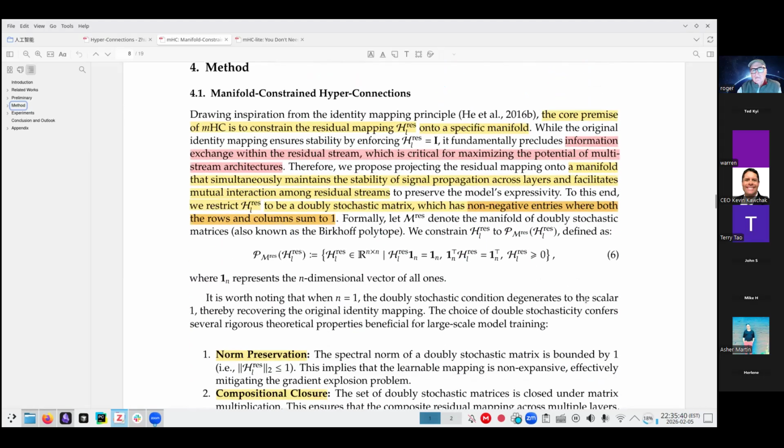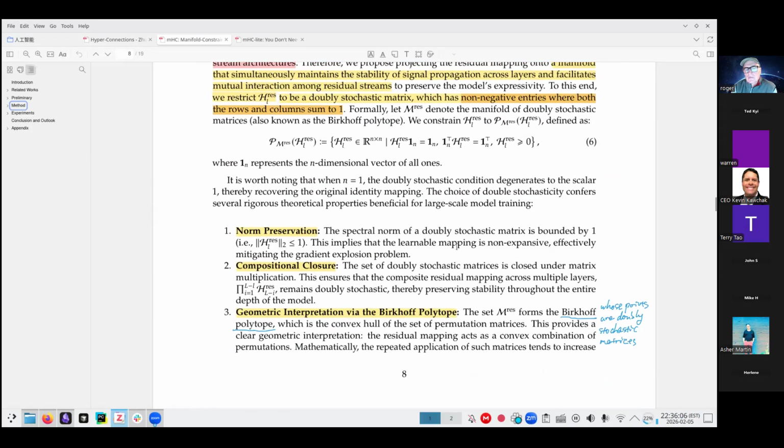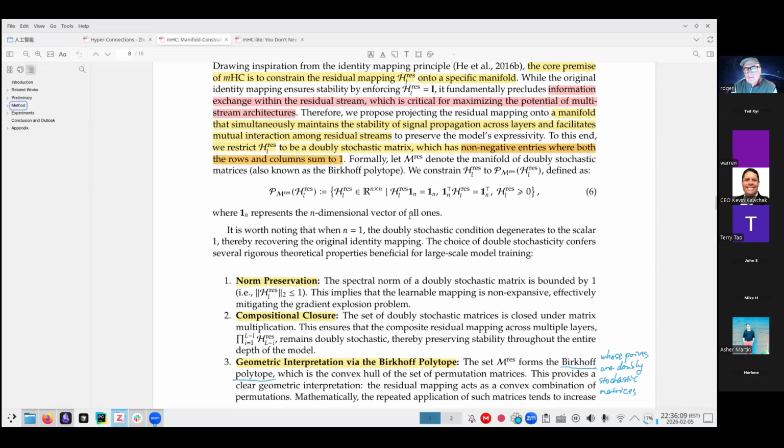Okay, methods, manifold. They want to enforce the HRES so that the gradient flow does not explode or diminish, by making the HRES matrix doubly stochastic. Where is that? Oh yeah, the doubly stochastic.